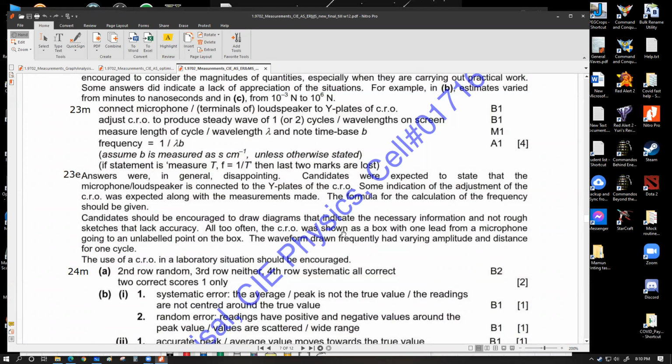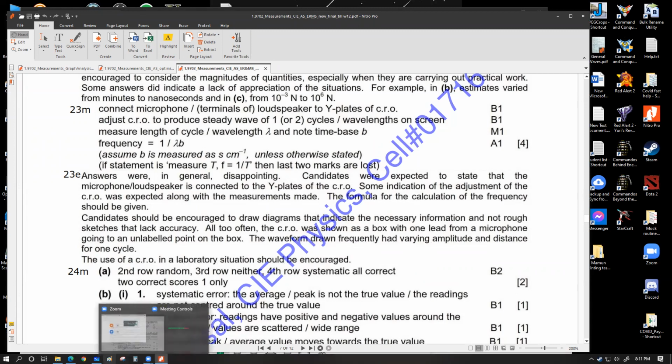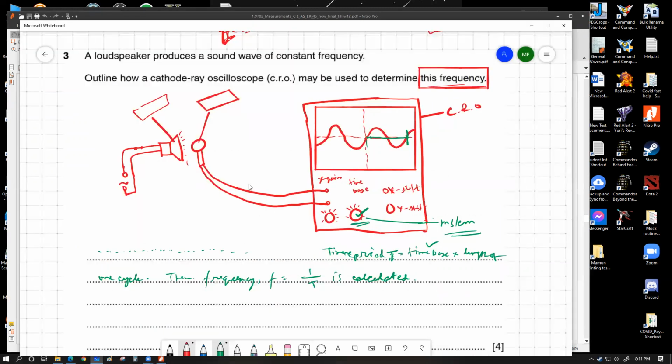All too often, the CRO was shown as a box with one lead from a microphone going to an unlabeled point on the box. The waveform drawn frequently had varying amplitudes and distance for one cycle. So they're expecting some amount of accuracy within these parts. What they are looking for is that within your drawing, things should be properly labeled. So I labeled over here Y gain, I labeled one knob, I labeled time base, and drew a knob over here.